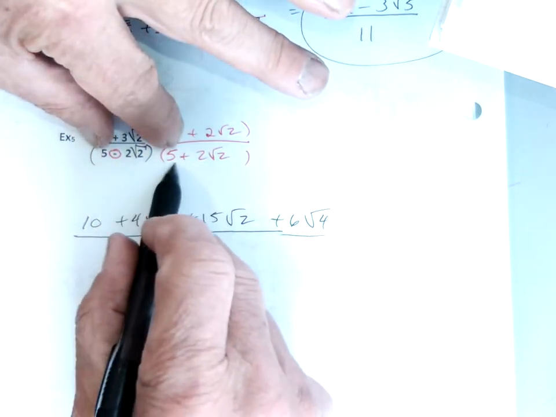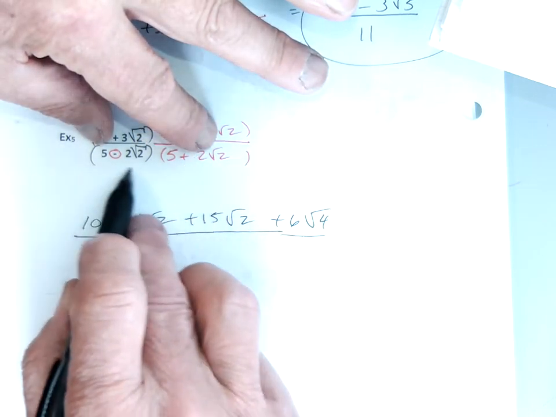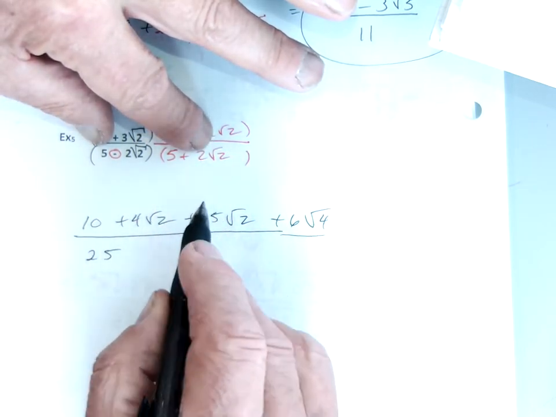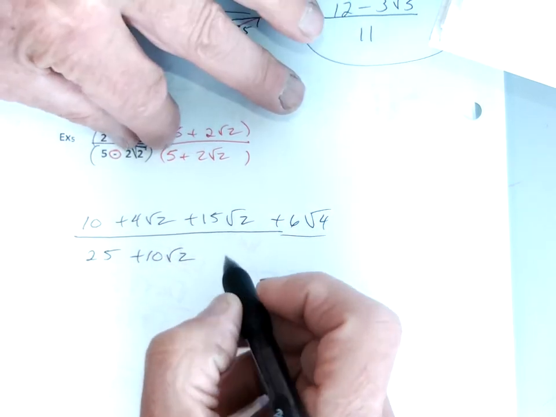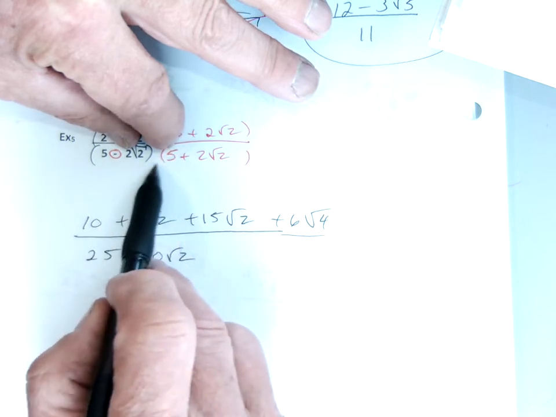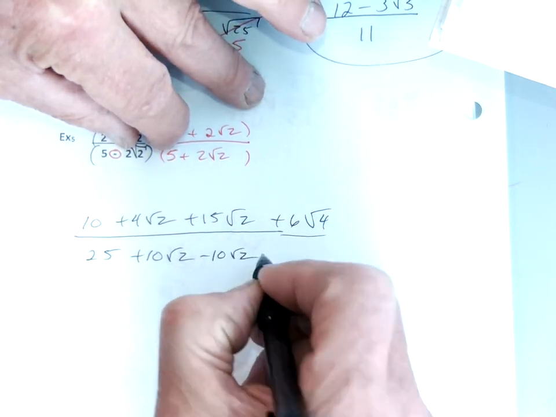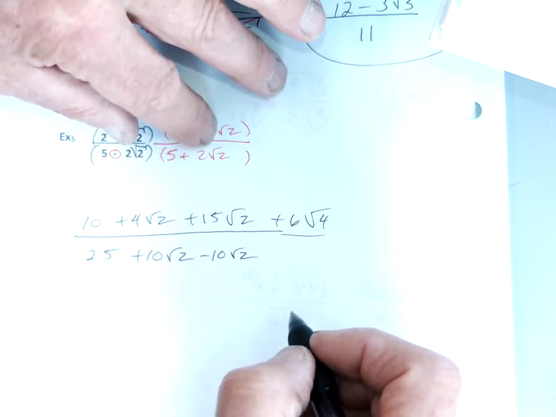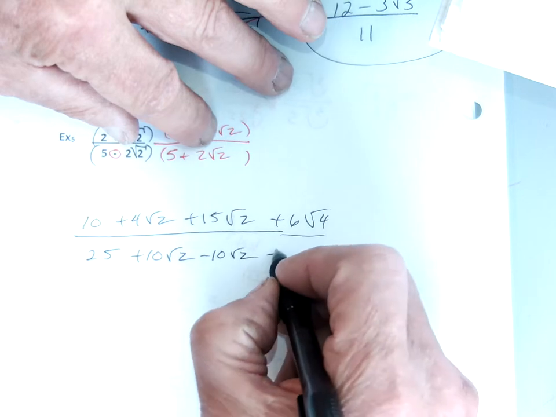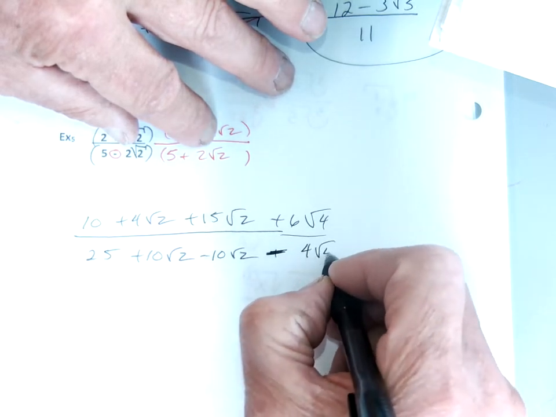5 times 5 is 25. 5 times 2 square roots of 2 is going to be a positive 10 square roots of 2. Negative 2 square roots of 2 times 5 is a negative 10 square roots of 2. And negative 2 square roots of 2 times 2 square roots of 2 is a negative, my bad, negative 4 square roots of 4, okay?